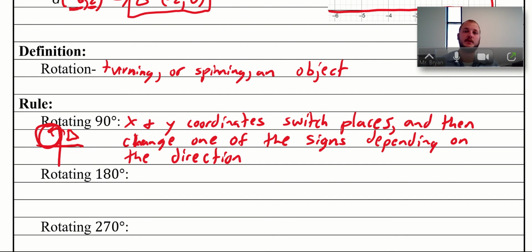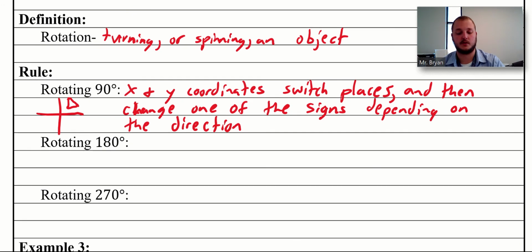Okay, and it's the same for each one. So once you get one of your points done, it's the same rule for all three. Okay, that's the best way I can explain it, and that's how you're going to want to try to visualize how you change the coordinates.